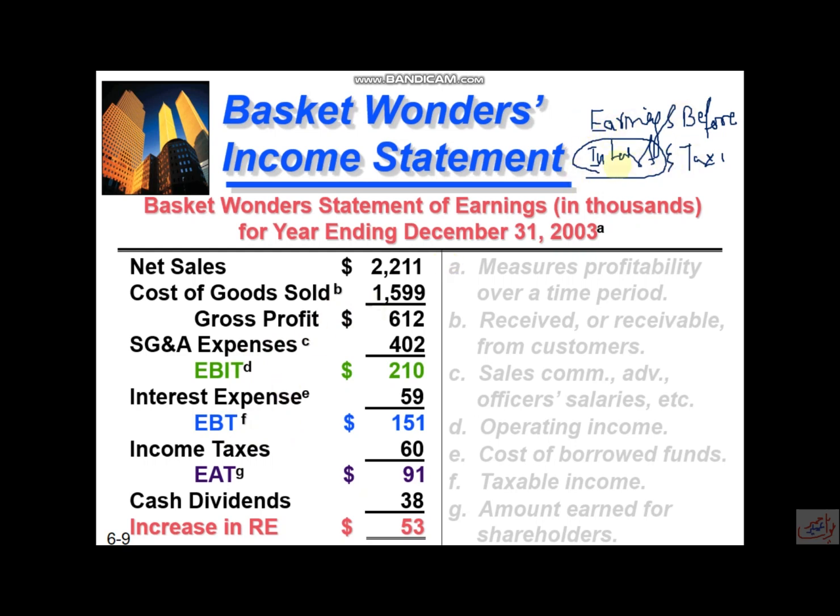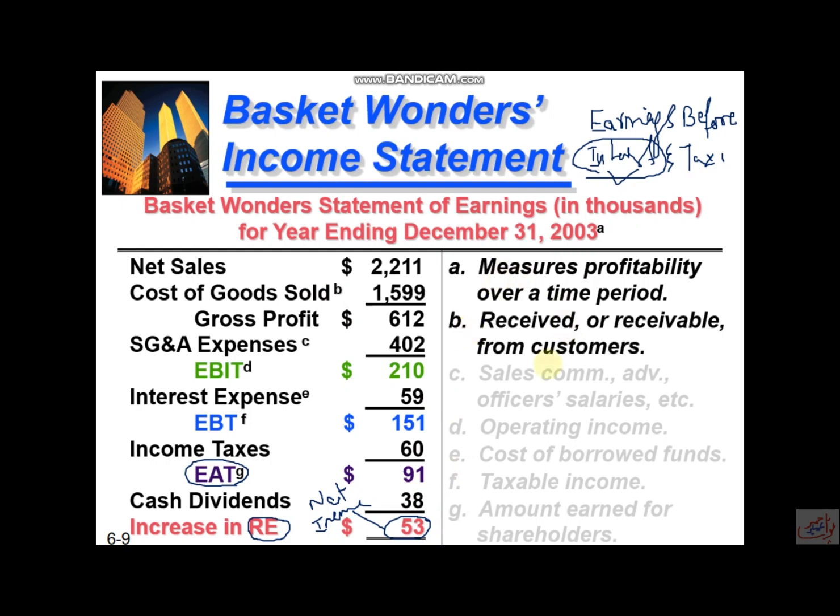EBT means earnings before tax, because we have deducted interest, and after deducting tax, we will find earnings after tax. What is this? Earnings after tax. And when we reduce the cash dividends, the increase in retained earnings, it means that it is the value of net income. This $53,000 is the value of net income, which will show you the financial performance of a business. Okay, so all other things are written here that measure profitability over a time period. It will show you the profitability.